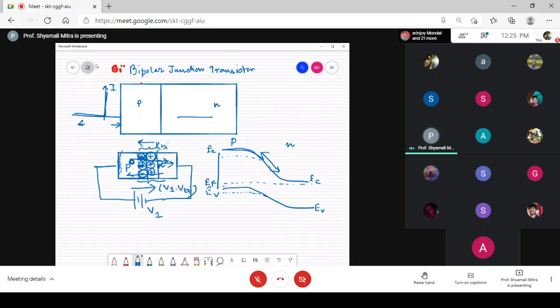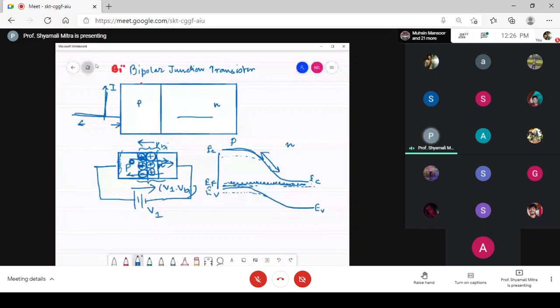And in this steady state, what we have seen is that the Fermi level will not be constant throughout this junction, that is the P and N side. Rather, it will form a quasi Fermi level. That means the Fermi energy level will now split, and local Fermi levels are formed on both sides, contrary to the previous case of thermal equilibrium, where the Fermi level is constant throughout the junction.